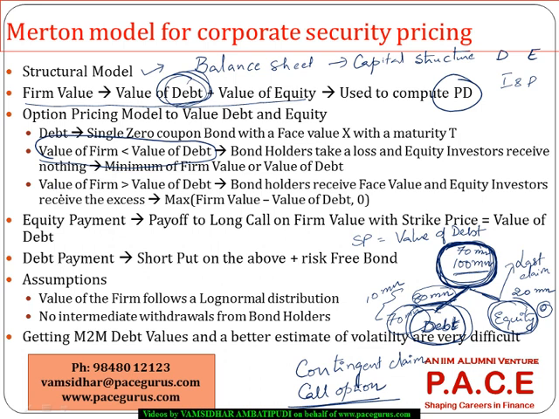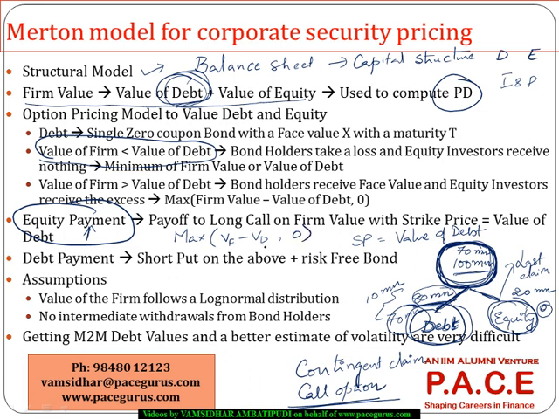When I look at the payment to the equity investor, if the value of the firm is less than the value of the debt, the equity investor is going to get 0. If the value of the firm is greater than the value of the debt, he is going to get the difference. This is exactly similar to the payoff on a long call option. So a long call option on the value of the firm with a strike price equal to the value of the debt is the payment to the equity investor. The equity investor will receive the maximum of the value of the firm minus the value of the debt, or 0.